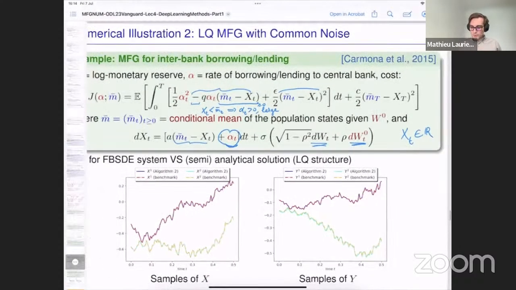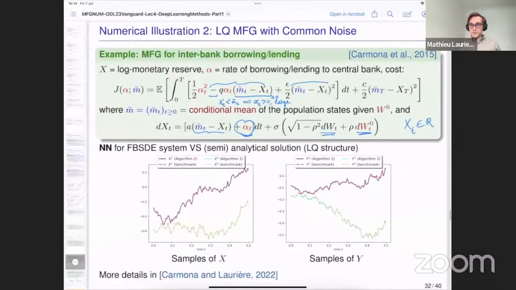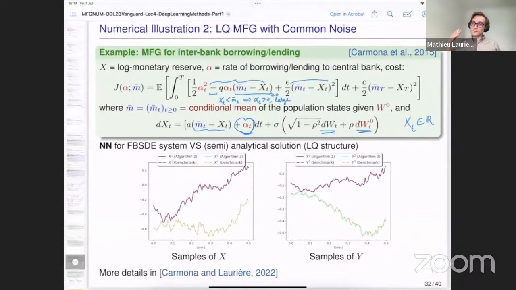In fact, in the paper of Carmona, Fouque, and Sun, they have a whole analysis. It's a linear quadratic problem, and so you have an analytical solution. In this case, it's really analytical because you can solve the Riccati equation explicitly. So we use that as a benchmark here to test this deep shooting method for FBSDEs of McKean-Vlasov type.